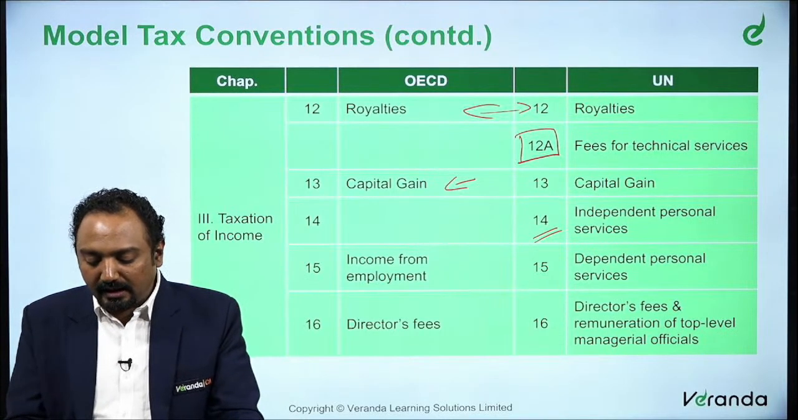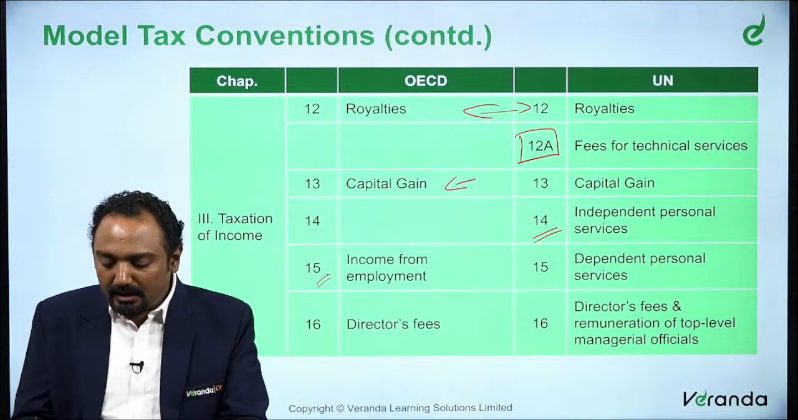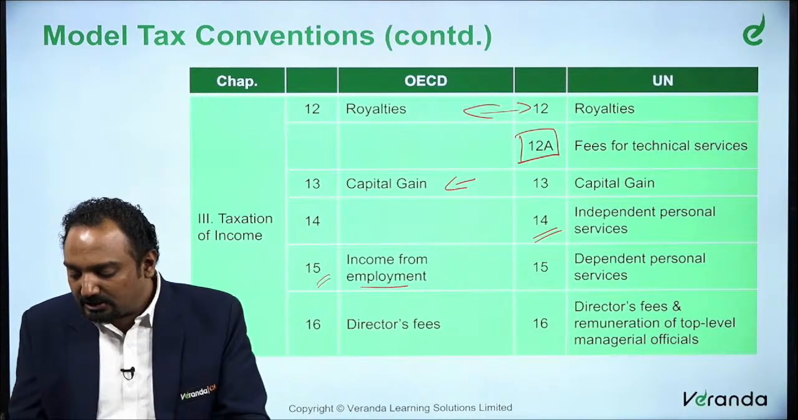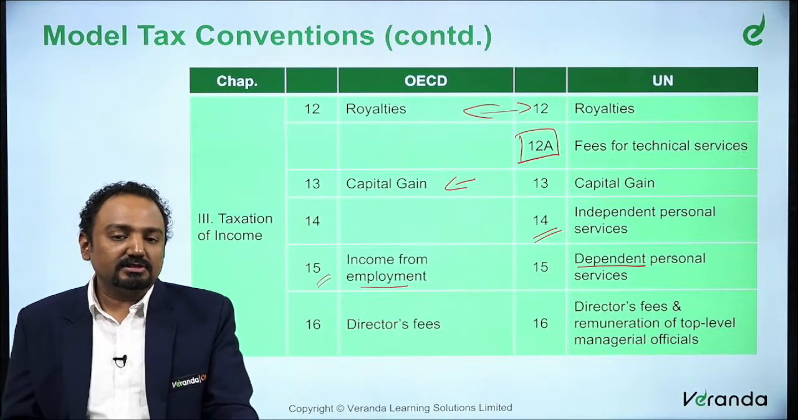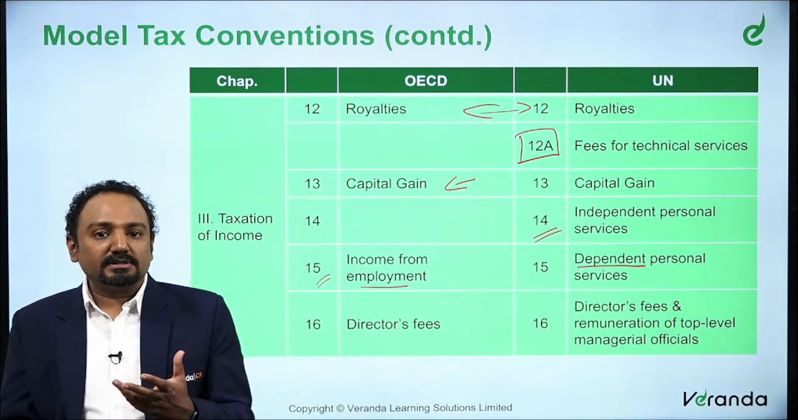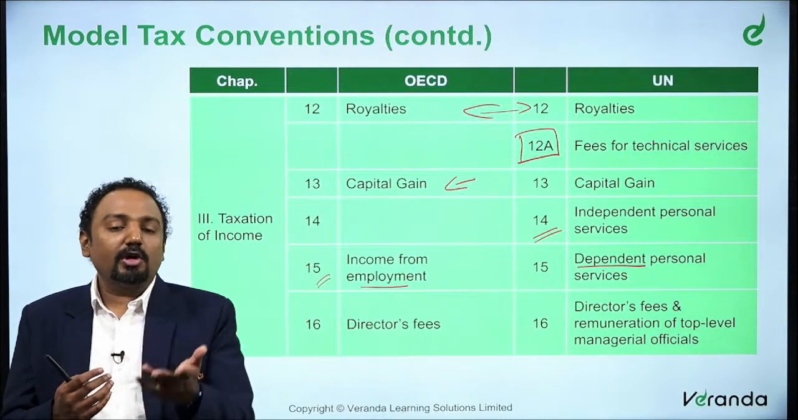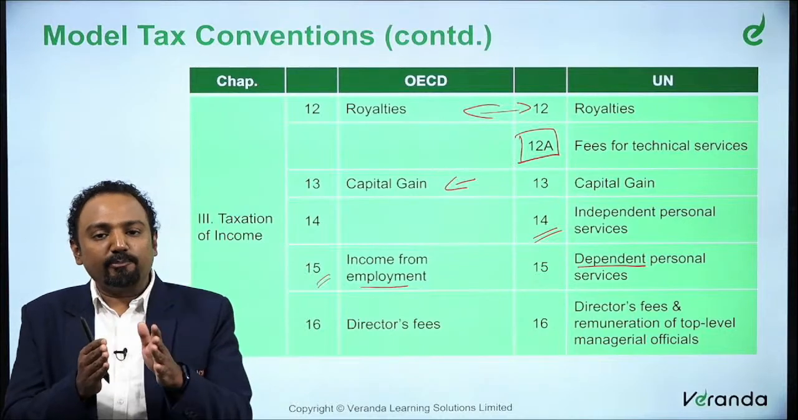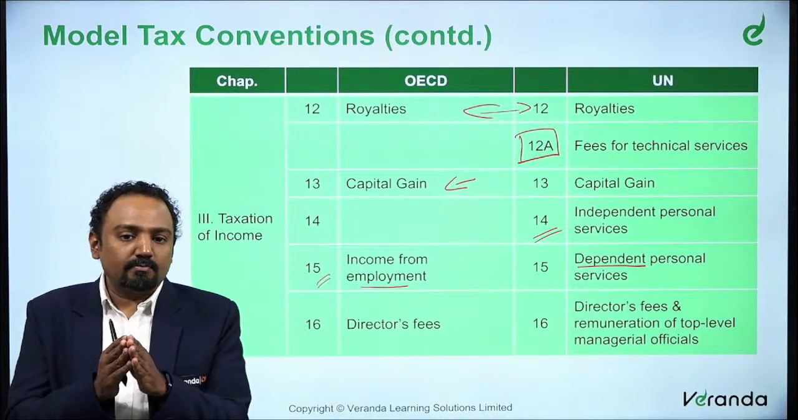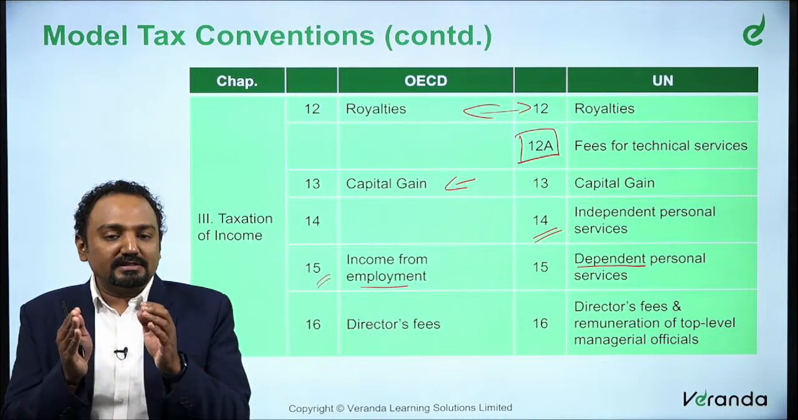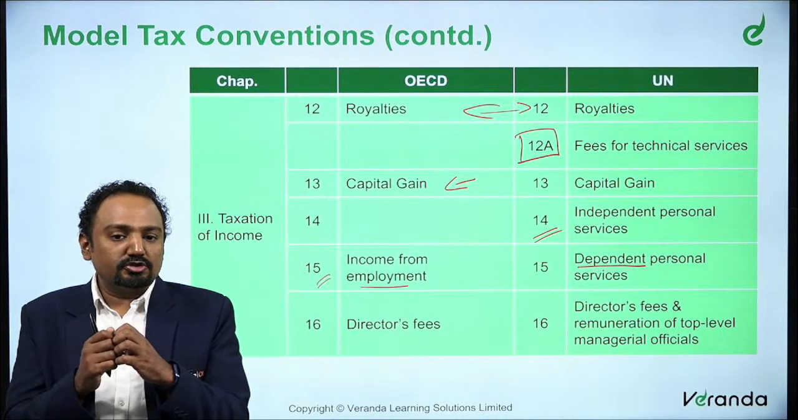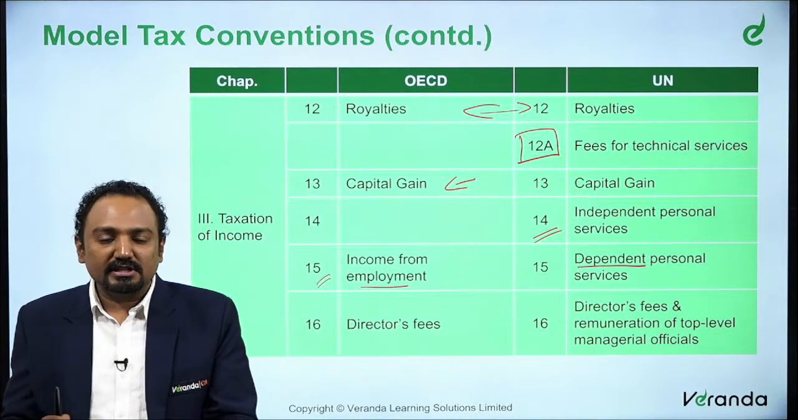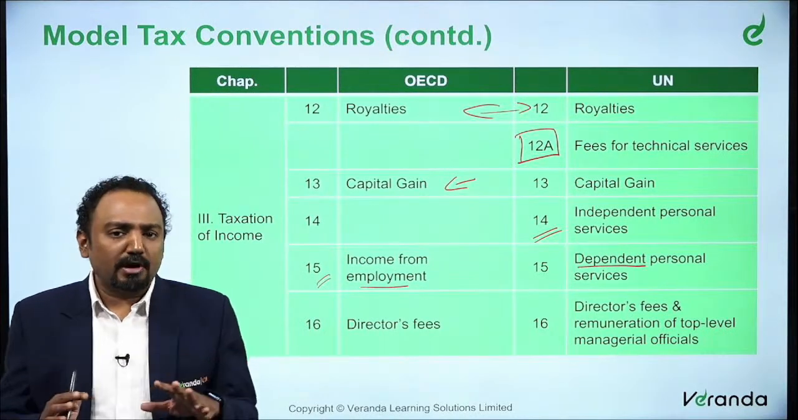And then you have 15, called income from employment. It is called income from employment in the OECD, but in the United Nations it is called dependent personal services. What do you mean by dependent personal services? A dependent person is someone who is an employee. There is always a dependence, right? The employee is dependent on the employer and the employer is dependent on the employee. So there is a dependency relationship between these two. That is what you call employment. So employment and dependent personal services are always about this employment category.